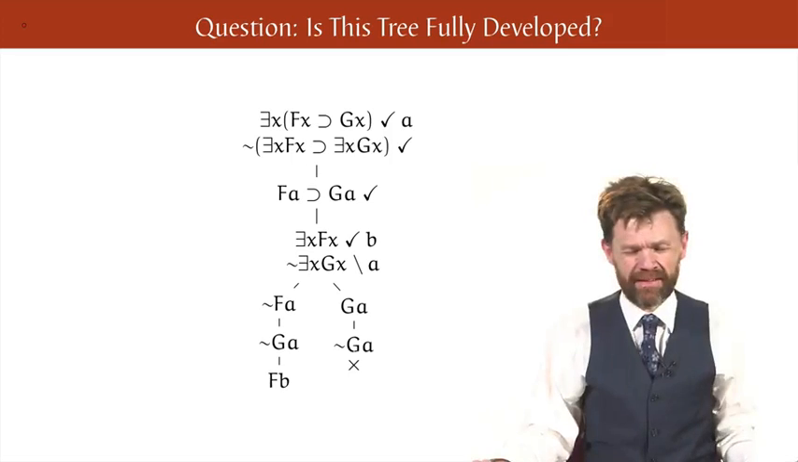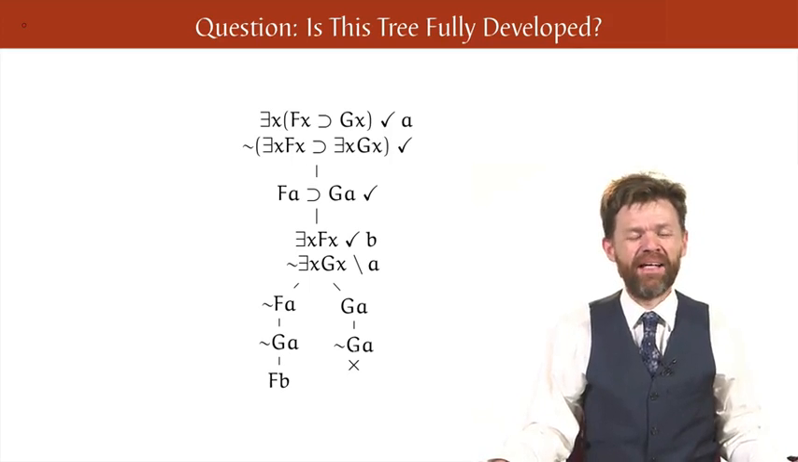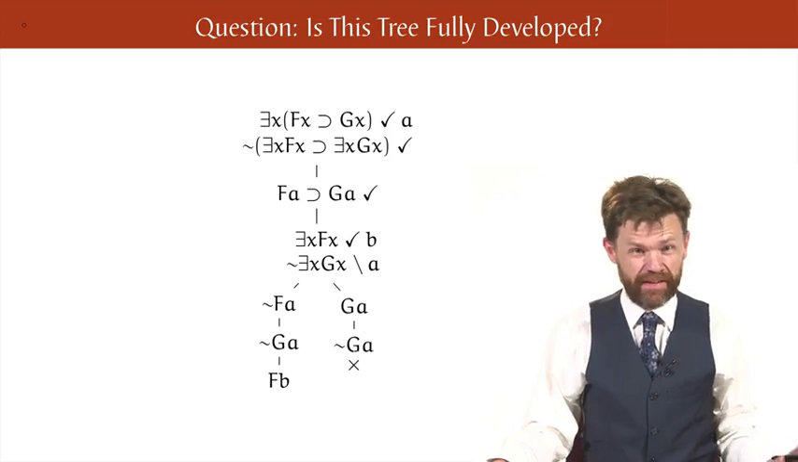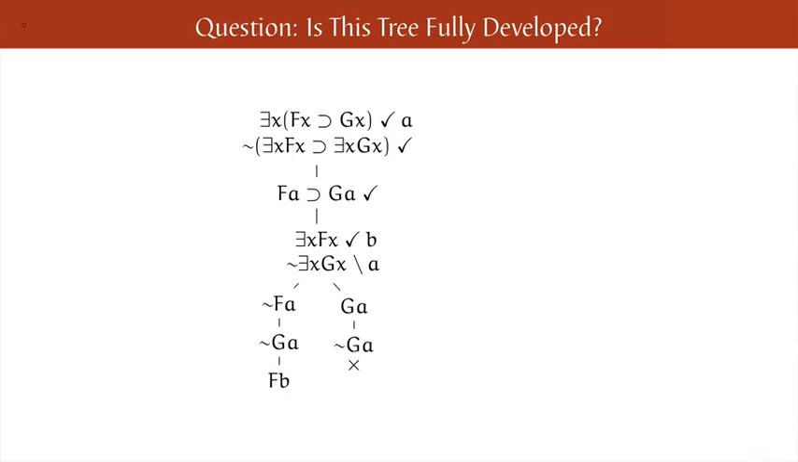Now, it's quite hard to understand that definition in the absence of an example, so let's look at an example now. Here's a question for you. Take a look at this tree. I can tell you now that there are no mistakes in the tree. Every step is okay. But is it fully developed? What do you think?